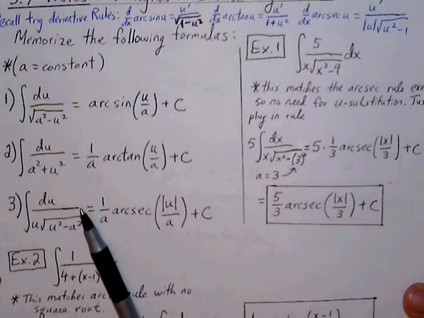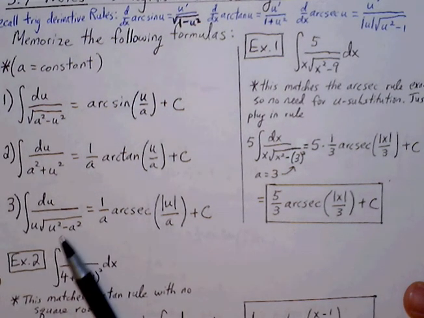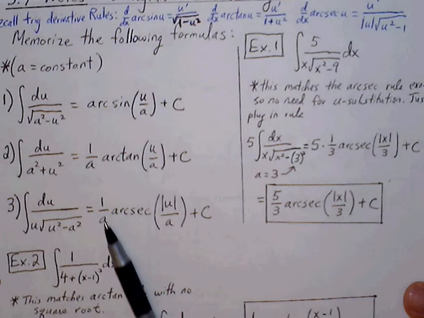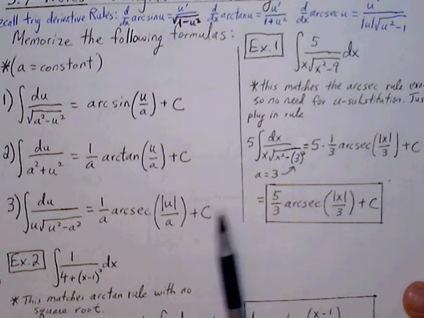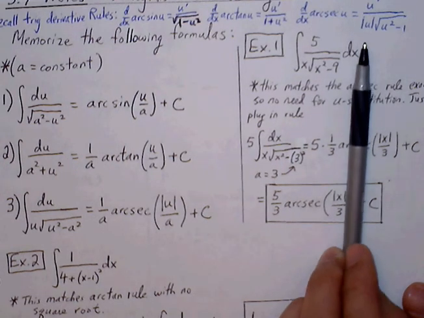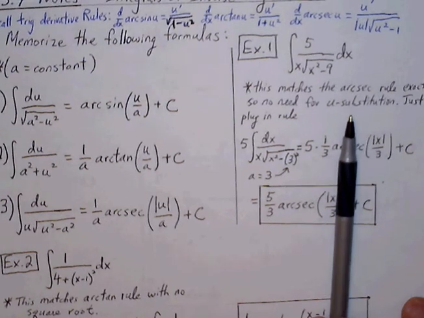For arcsecant, du over u times the square root of u squared minus a squared is equal to 1 over a arcsecant of absolute value of u over a plus c. And we see similarities with the derivative rule for arcsecant. So let's look at example 1.